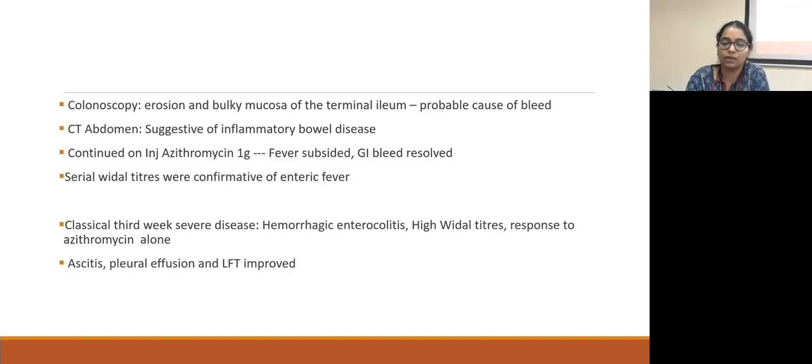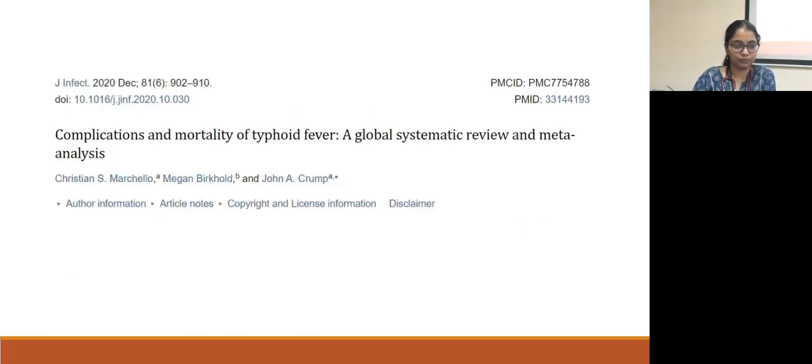Subsequently, fever subsided. GI bleed also resolved. Serial Vidal titers were confirmative of enteric fever. So this is a classical third week severe disease that we see with hemorrhagic enterocolitis, high Vidal titers, and just giving the patient azithromycin at enteric dose alone was sufficient for the patient. Subsequently, ascites, the pleural effusion and the LFTs also improved.